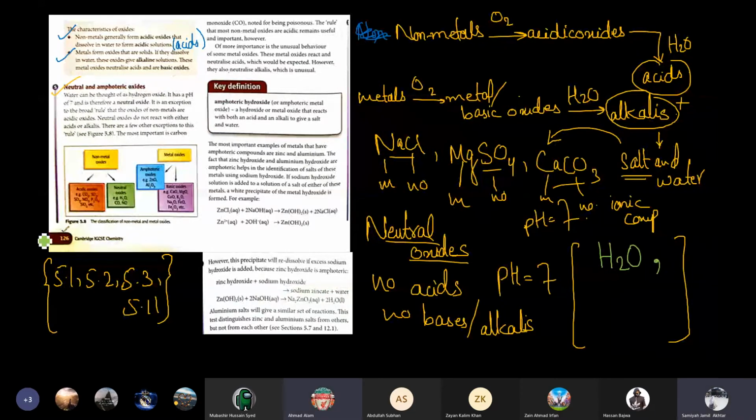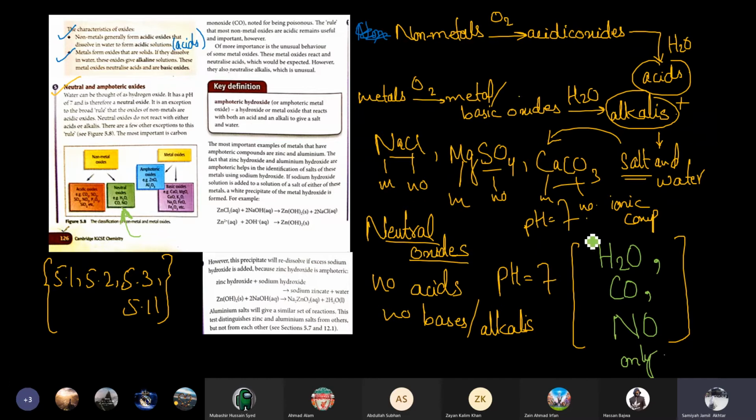Okay, you can see here on page 126 there is a flow diagram. In the green box, neutral oxides are written: H2O, carbon monoxide CO, and NO. These three are neutral oxides only. Please learn them. These three are neutral oxides, and the rest of the non-metal oxides are acidic.